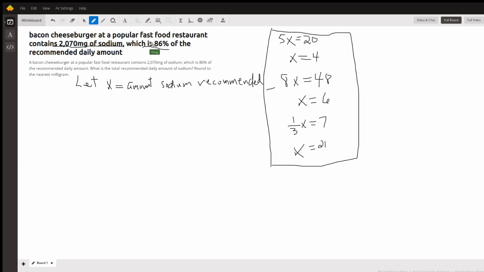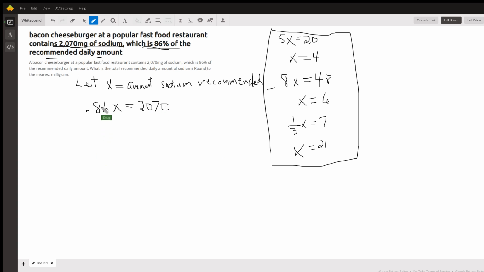Now, we're going to translate this word problem into an algebraic equation to model the situation. What this is saying is that if you take 86% of the daily recommended amount, you will get 2070. And of course, to take 86% of something, you multiply by 0.86. So this is the equation that models the situation. If we take 0.86 of the total recommended amount of sodium, we end up getting 2070.